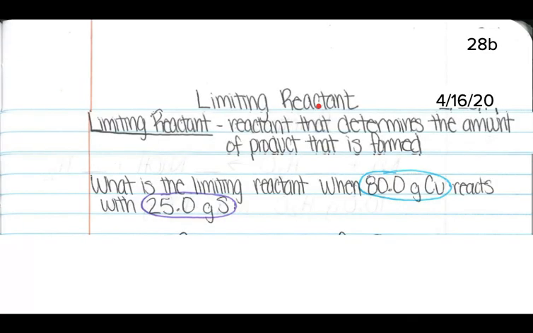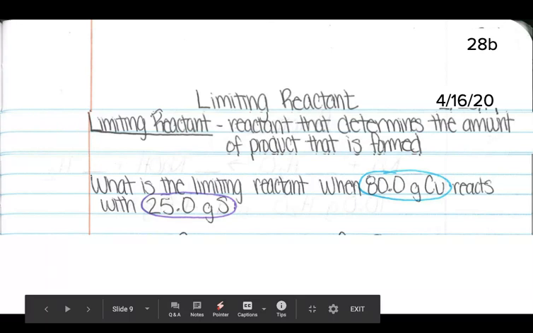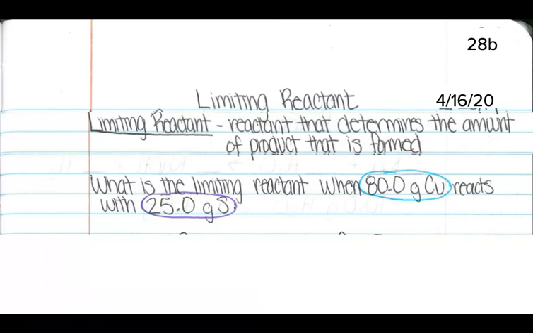Okay, so let's see what that looks like, not with cookies and peanut butter and jelly, but with chemical reactions. So copy down the question: what is the limiting reactant when 80 grams of copper reacts with 25 grams of sulfur? This is a wonderful example for what you will do for your culminating activity. Notice all the information I gave you are your reactants. I didn't give you a chemical reaction, I didn't balance it, and I didn't tell you which one is your limiting reactant. You're determining that.